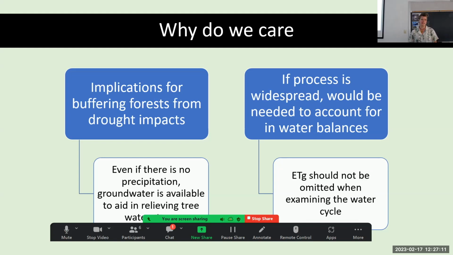Other things, there's implications for buffering forests from drought impacts. So even if there's no precipitation around, like in a drought, groundwater is available to relieve that tree water stress. And if this process is widespread, we'd need to account for it in our water balances. So the groundwater component of evapotranspiration should not be omitted when examining the water cycle.